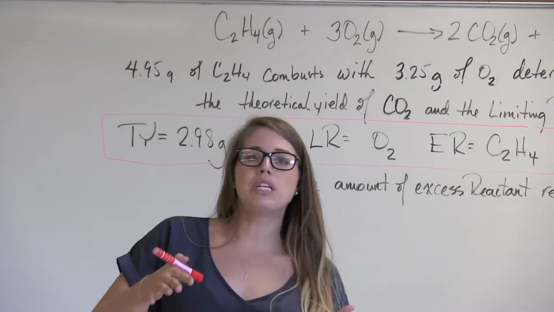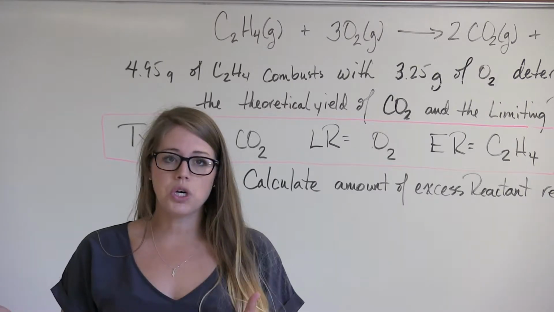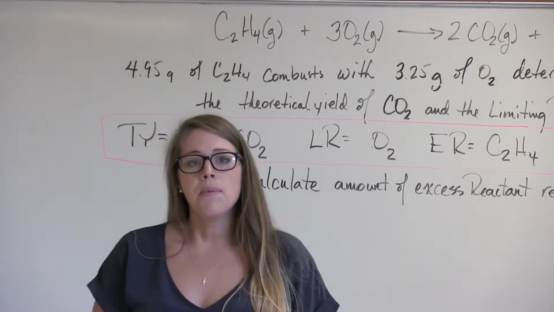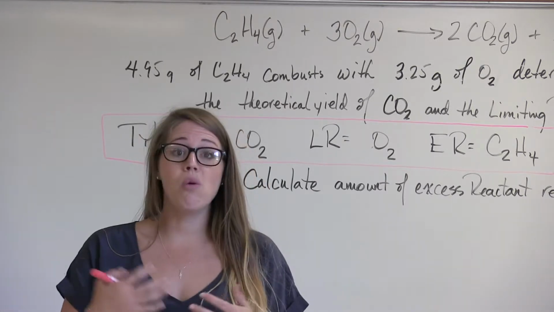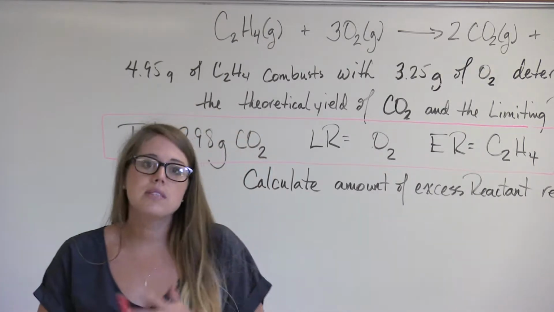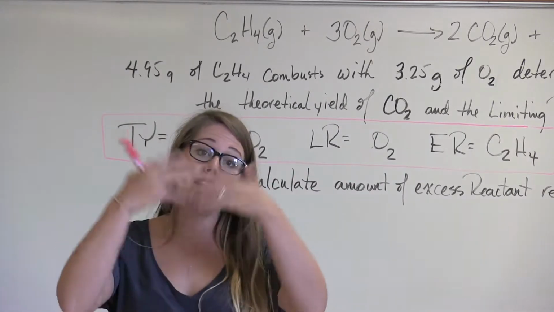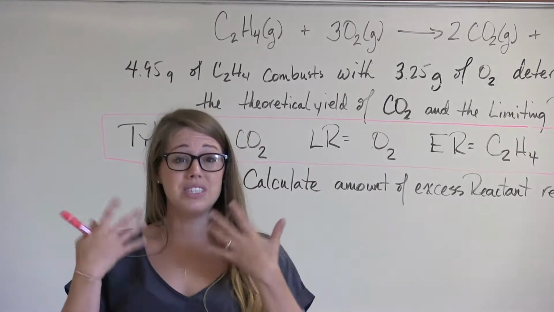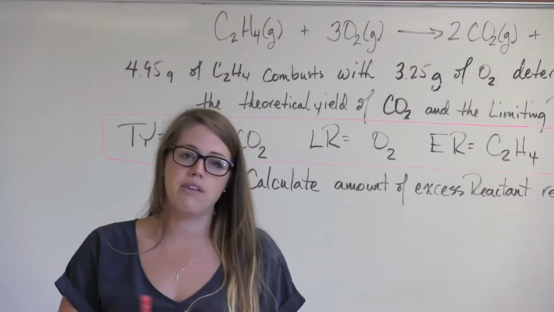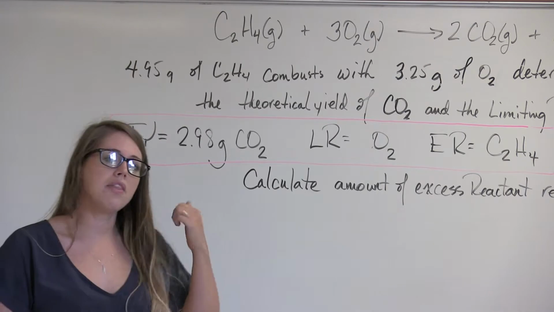So we figured out how to calculate the maximum amount of product we can make if we determine what the limiting reactant is. But sometimes we're going to need to calculate how much leftover I have of the excess reactant. This is going to be useful in the pharmaceutical world, or even in the chemical world, when they want to know how much we have left over.